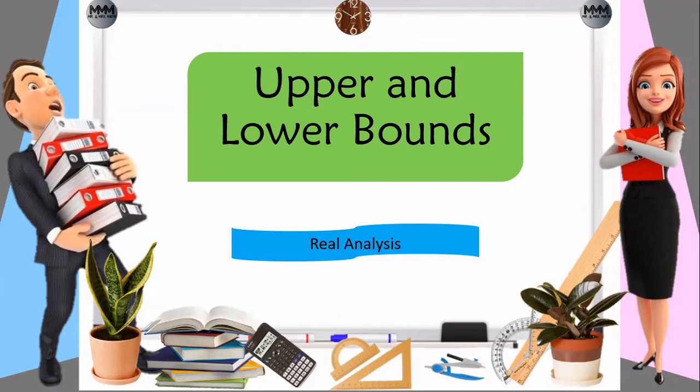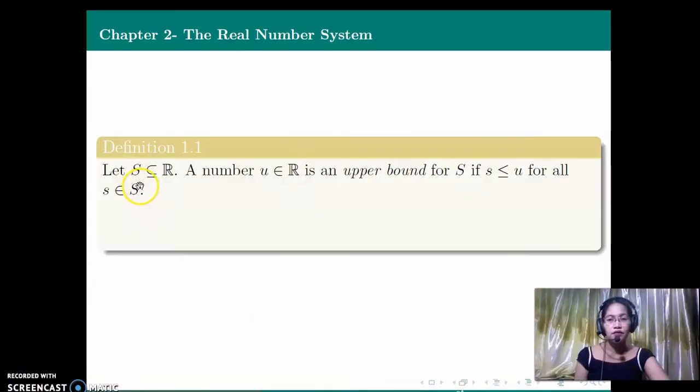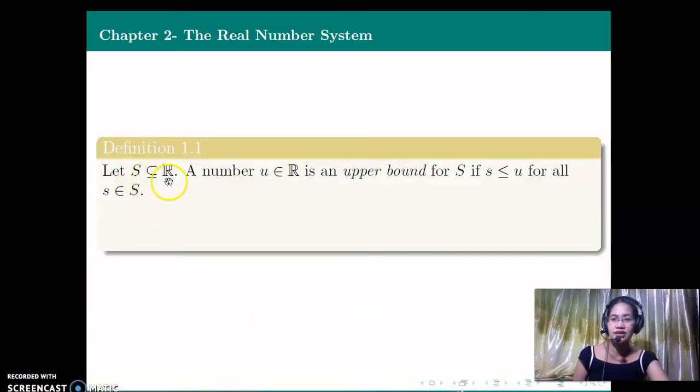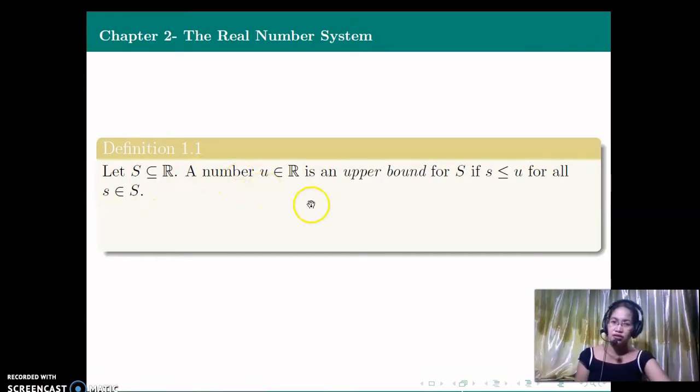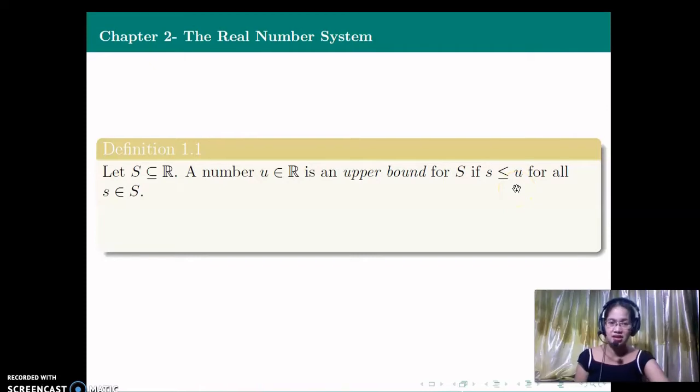Now, what do we mean by upper bound and lower bound? Let me have this definition. For any subset S of the set of real numbers, a real number U is an upper bound for S if U is greater than or equal to S for all elements of S.